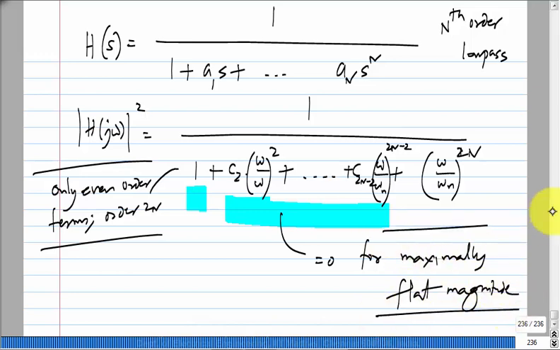There is a formal way to derive this. You can differentiate the magnitude square n times and set the maximum number of derivatives possible to 0, which keeps it as flat as possible. That is too messy, but the result you get will be exactly the same, and this approach is more intuitive and easy to understand. Essentially, up to as high a frequency as possible, you keep the magnitude at 1, and after that the highest term that has to be there kicks in, and it basically behaves like a low pass filter.